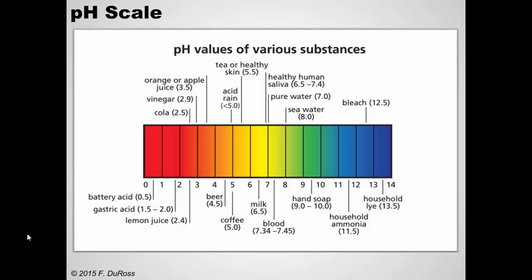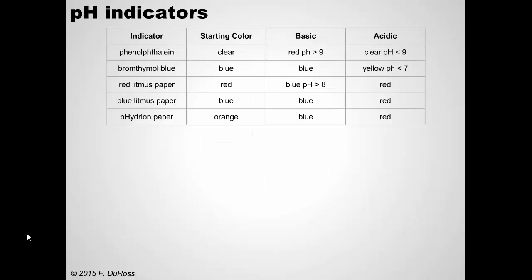Okay? And again, here you see some other common things like battery acids. When you're jump starting a car with jumper cables, you're supposed to protect your eyes. If one of those batteries explodes, it has very strong acid in it that can damage your eyes. And various other things you can see on this chart tell you the pH of various substances.